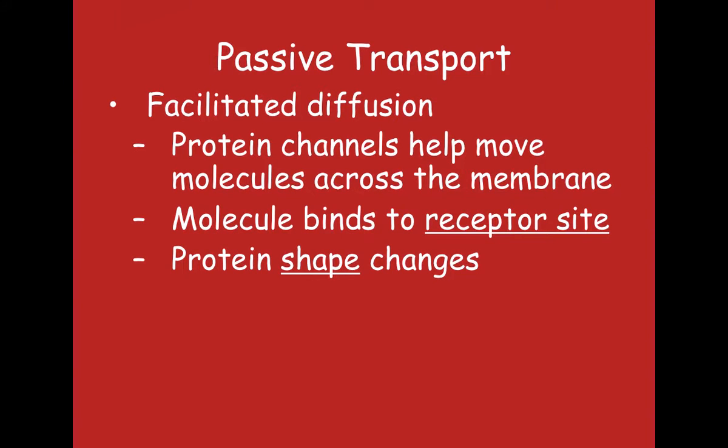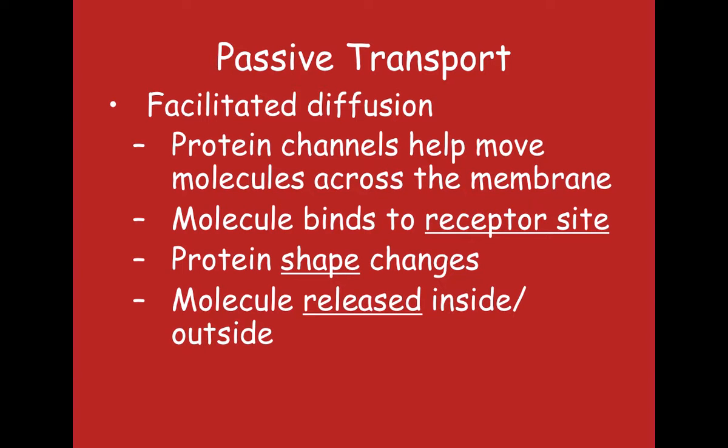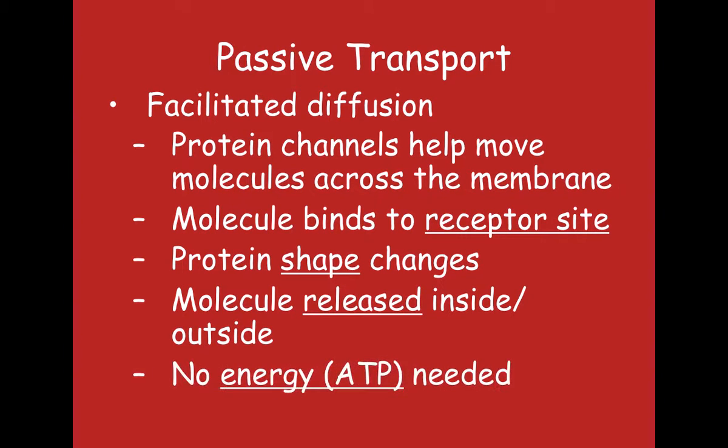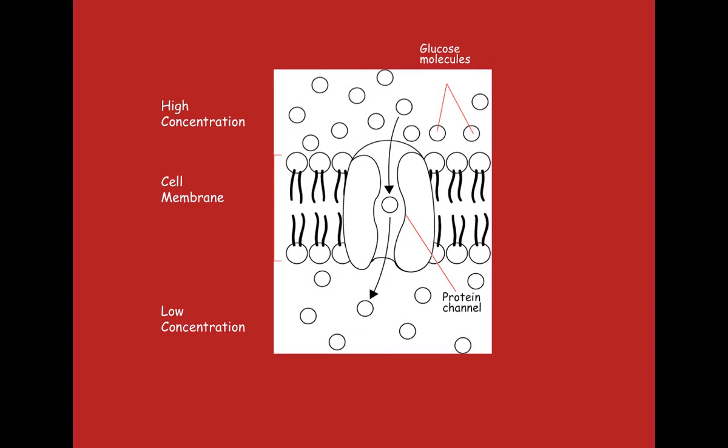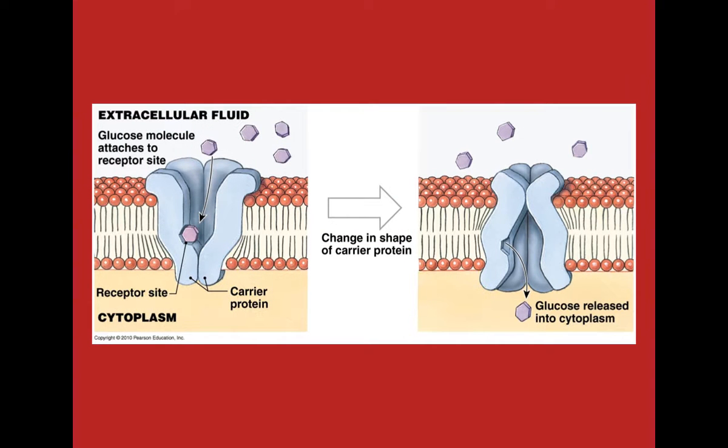This is totally without energy, no ATP. The molecule is then released either to the inside or to the outside of the cell. And again, because this is passive, no energy is used. So we have a diagram here in your notes showing this. This works very specifically with glucose. You use the protein channel to go through the cell membrane from the area of high concentration down to the area of low concentration. And this one actually shows how the protein carrier molecule can change shape.